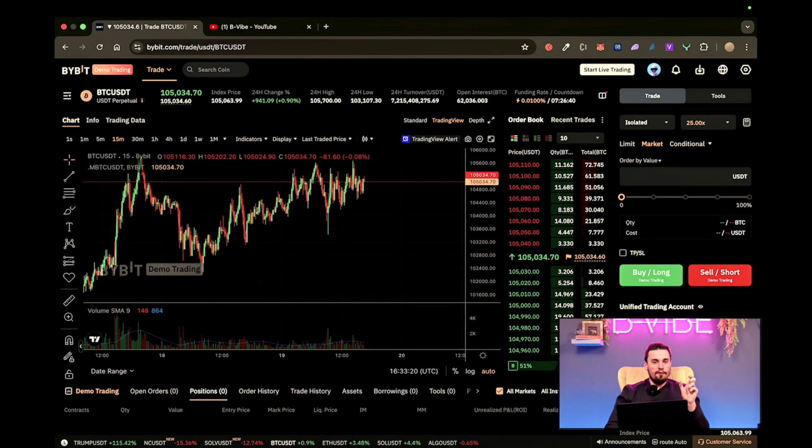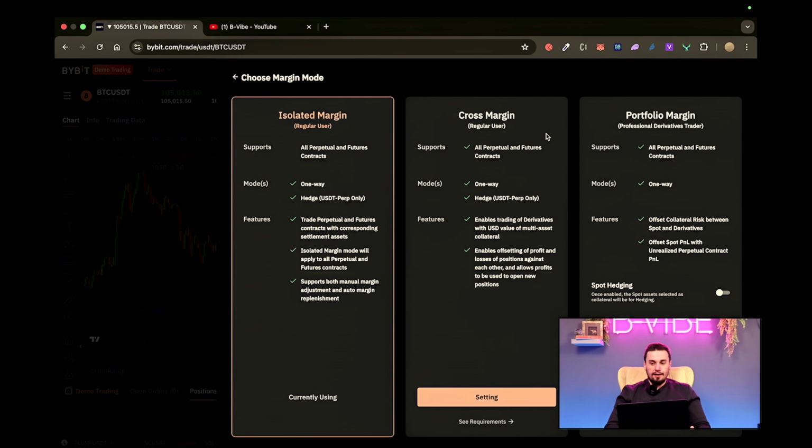The other $49,000 will not be affected at all. If you're using the cross margin, then that is something for more professional traders.